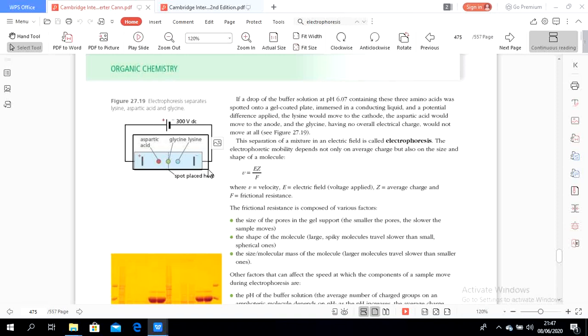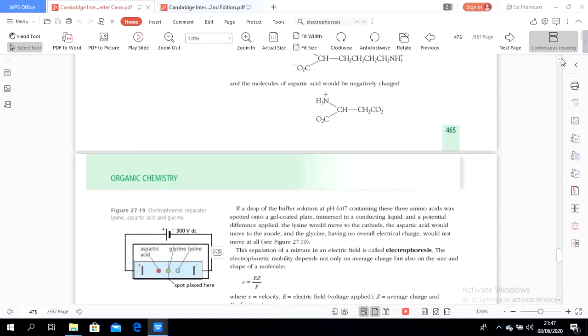Why negative side? Because it attracts positive charge. The positive will be attracted to the negative side of the battery. And then also the aspartic acid will move to the anode. The anode is the positive side of the battery. Let's see here. This is the main concept.